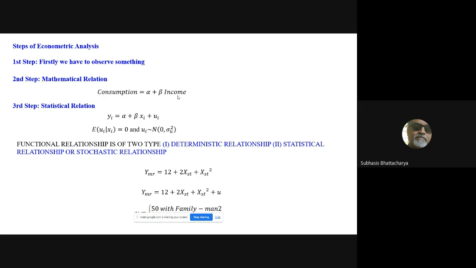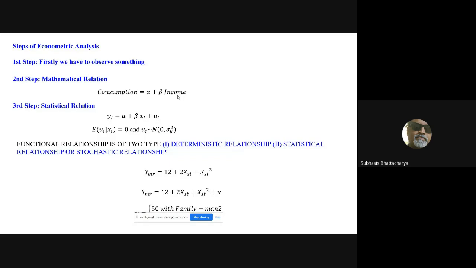That is the point why we need a statistical relation. And the statistical relation is what? Suppose consumption yi is equal to alpha plus beta xi plus ui. What is ui? That is the term which captures some unobserved effect, that means the effect of other variables that we may not know about. For different individuals, it has different values. So ui is the term which captures such unobserved effects.